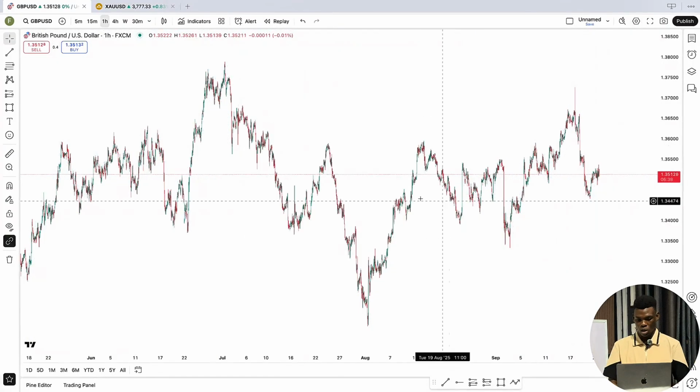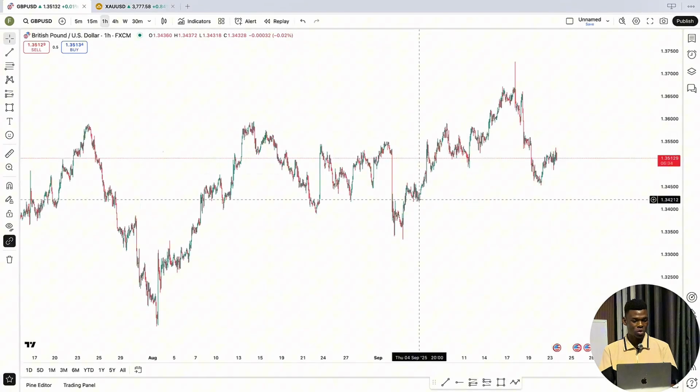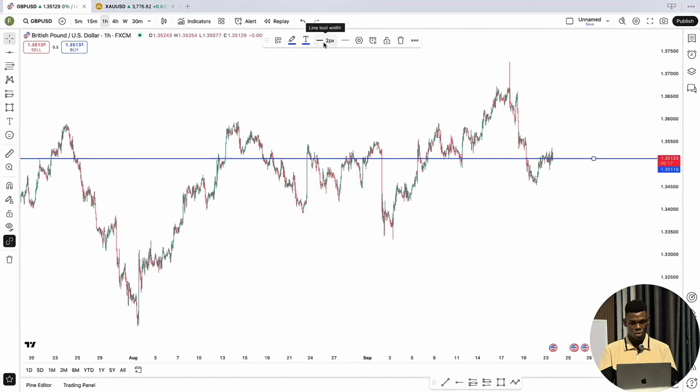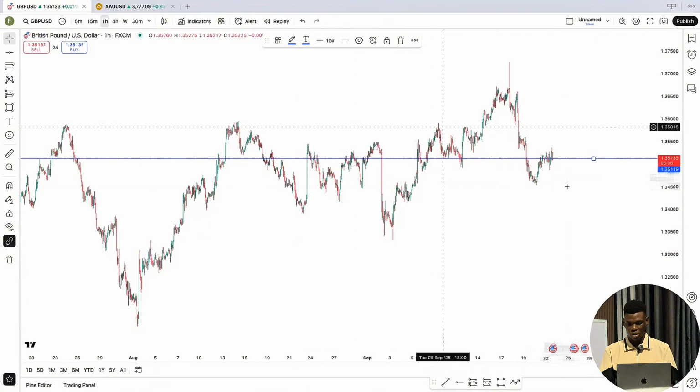Now let me plot psychological level ASAP at this point. Psychological level ends with 00 or 50, if you are not taking the pipette into consideration. If you are, that will be 000 or 500. So I will take my horizontal line and drop one around where the market currently is. I will change the color to blue.